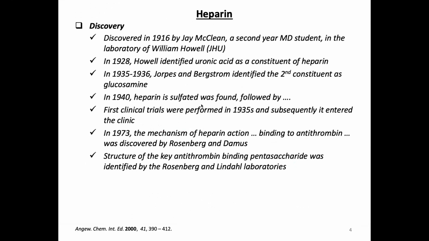So the uronic acid and the glucosamine. Back in the olden days, there was no NMR. There was no mass spec. What they used to do was chop it down chemically, which is acidic hydrolysis. When you do acidic hydrolysis, all the sulfate groups are lost. So that is the reason they did not know that there was sulfation, and it took so long to discover the sulfate.